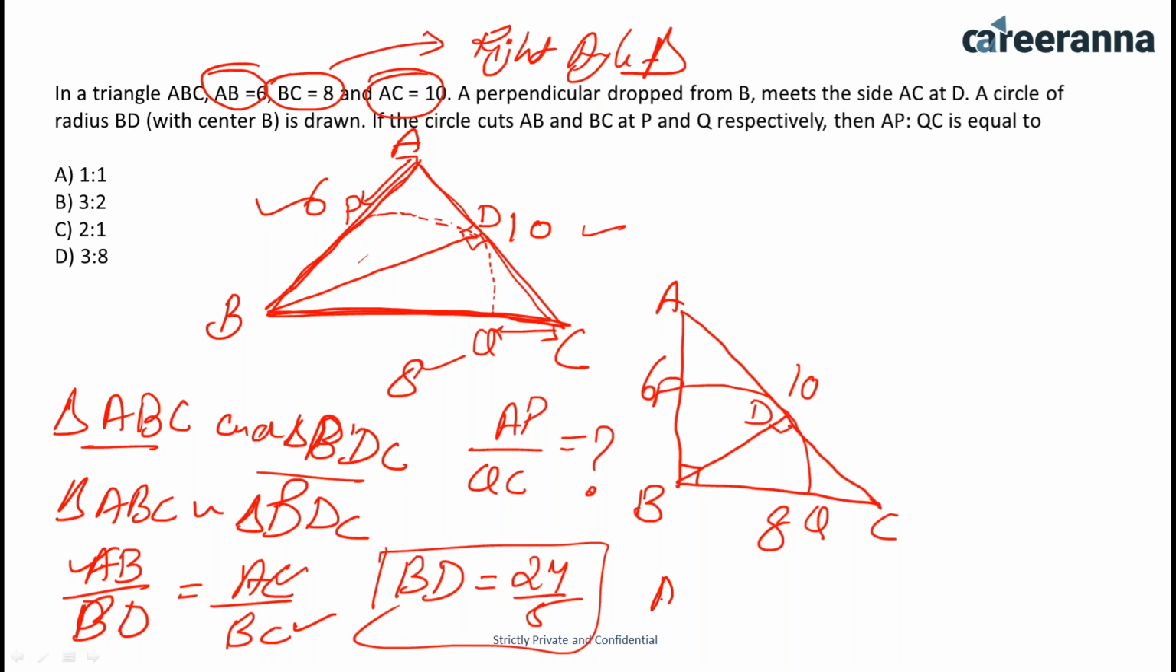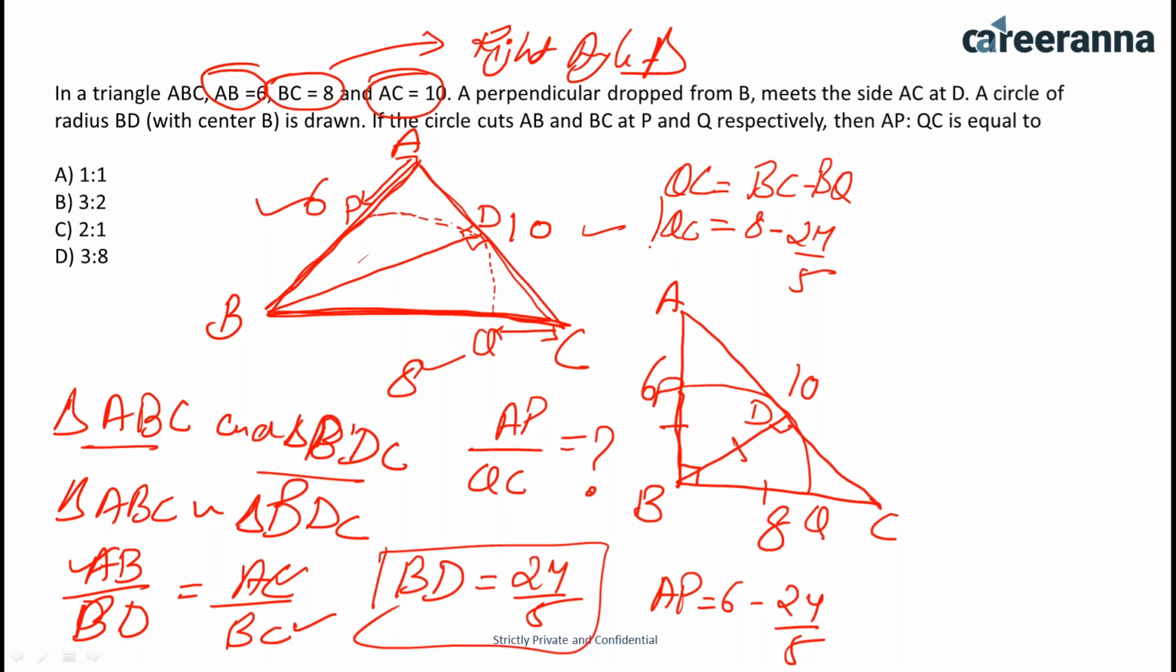So for this, AP is going to be 6 minus BD. Okay, because this is a radius, so this value and this value are going to be the same. So this is going to be 24 by 5, and you can also calculate the value for BC. Okay, sorry, not BC, that is QC. QC is going to be BC minus BQ. Okay, and BC is given to you, that is 8 minus 24 by 5. So from here you can calculate the value of QC, from here you can calculate the value of AP, and then you can easily find out the ratio.